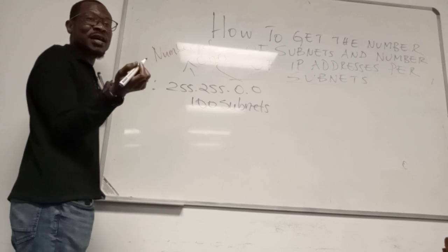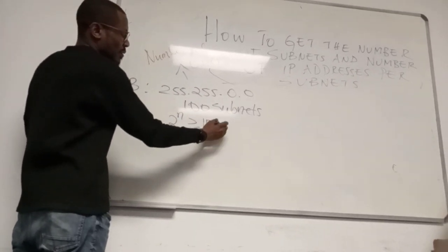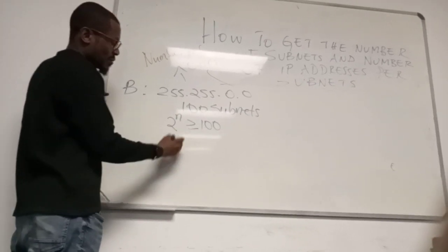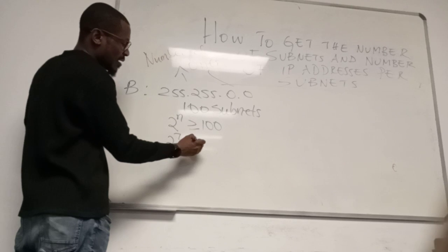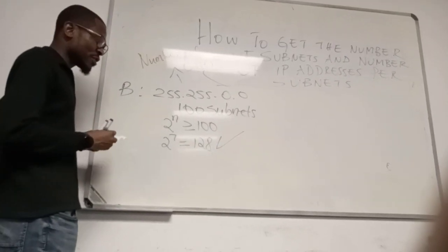You know the formula is what? 2 to the power of n, right? N is going to be what? 7. So 2 to the power of 7 is 128. So this one is fine. Yeah. We can move to this one.